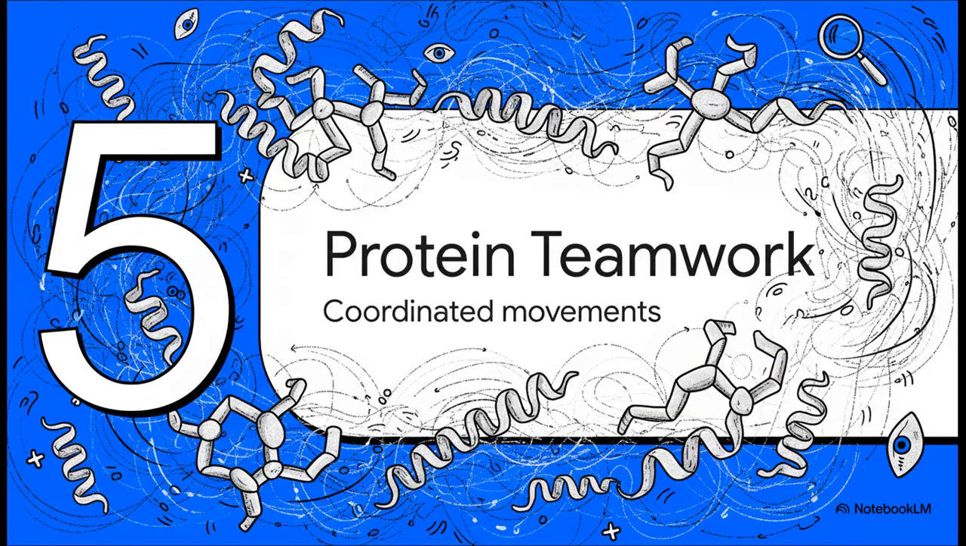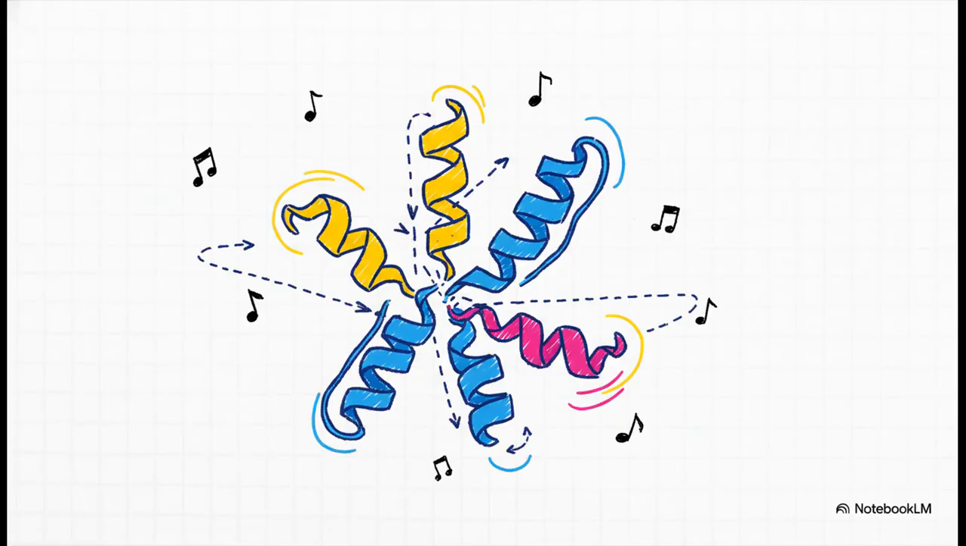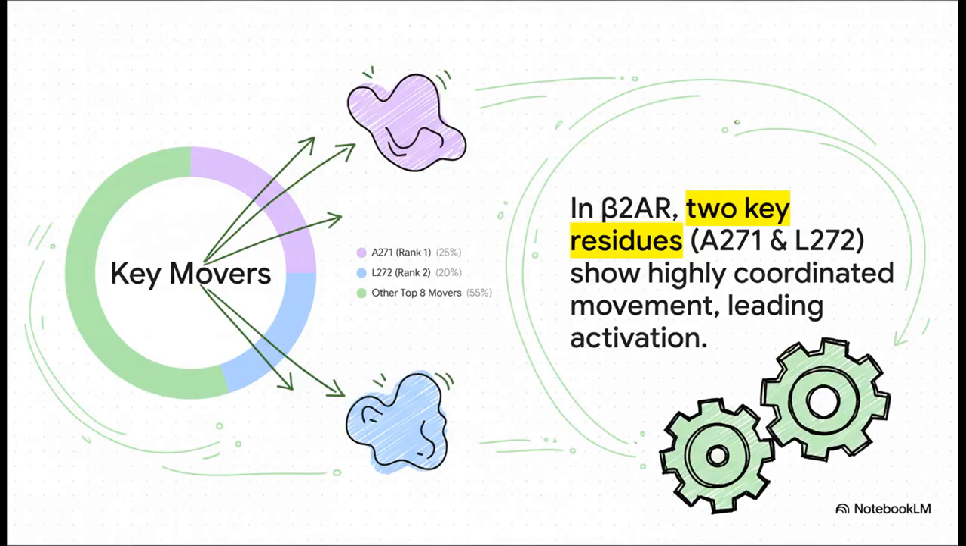But hang on, because the model's insights don't even stop there. It can see way more than just one single movement. What's really cool is that it can actually see how different parts of the protein work together, like a team, how they coordinate their movements and act in harmony to get a job done. So for instance, back in our test protein, the beta-2AR, the model showed how 2 specific building blocks, these are called residues, move in perfect sync when the protein turns on.